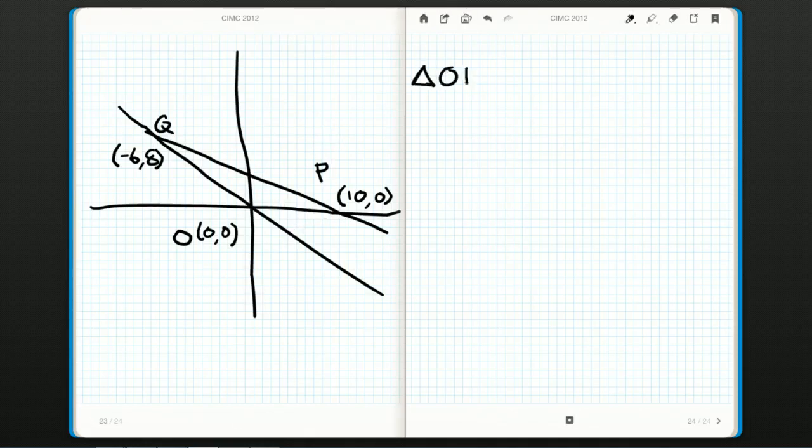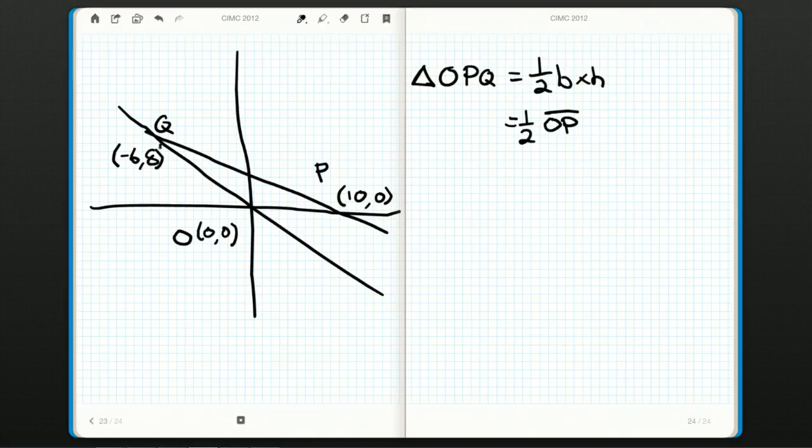So OPQ. The area of this is going to be a half base times height. So what's the base? Well, the base is just going to be the distance, the length of OP. Okay? And we can figure that out. They have the same y coordinate, so distance between P and O, very simple to figure out. It's just the difference in their x coordinates, which is going to be 10.